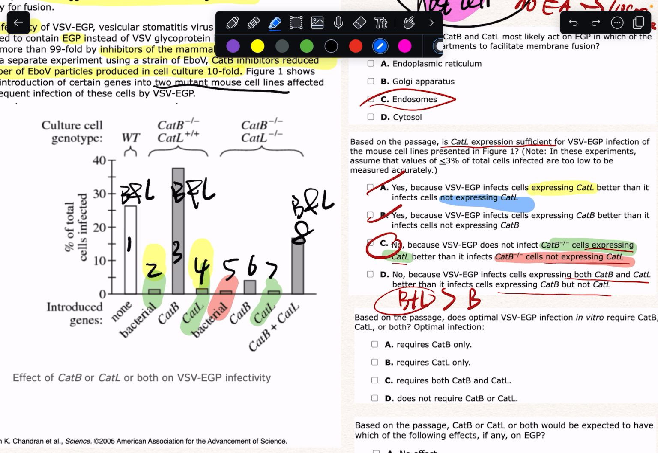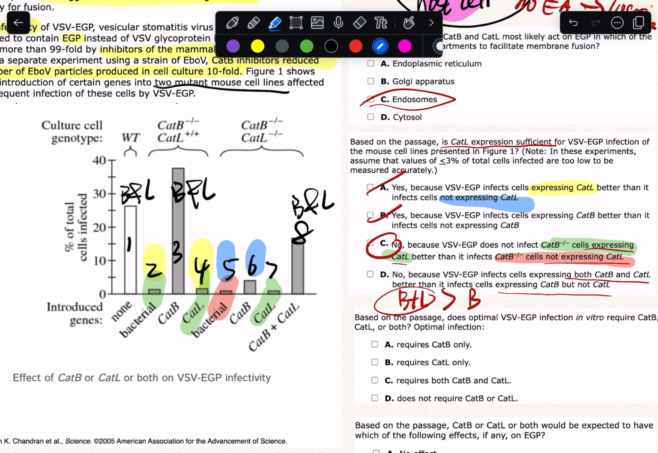And then what about the blue one, the cells that are not expressing cat L. I see this one. This is not expressing cat L, and this one is also not expressing cat L. Now let's compare the yellow ones with the blue ones.